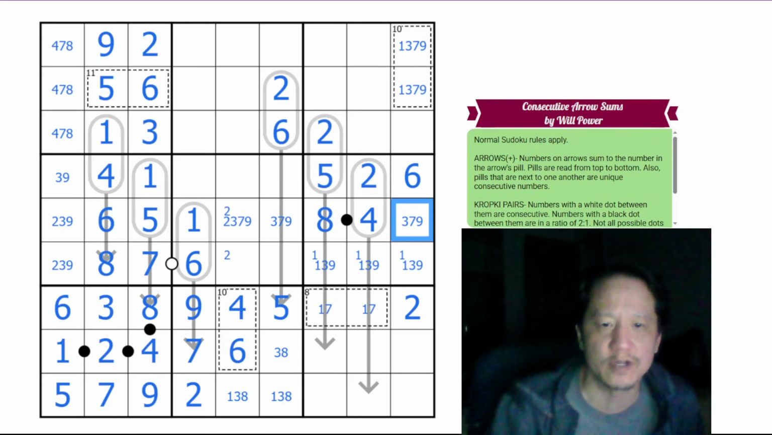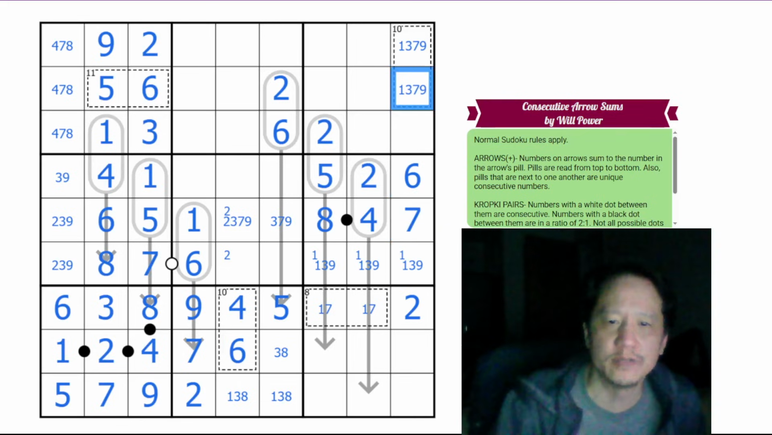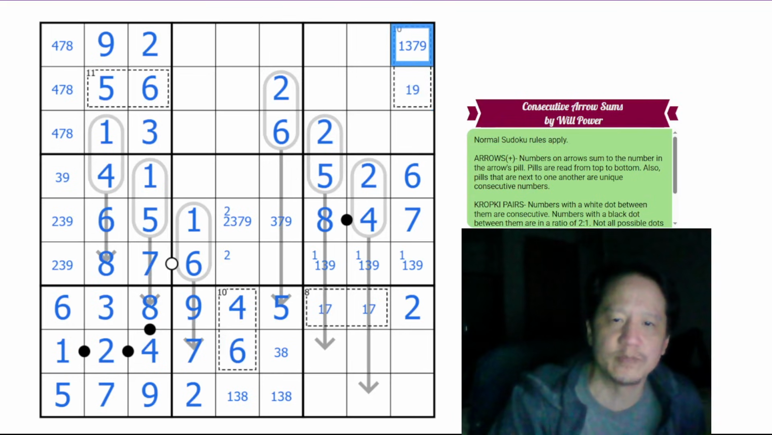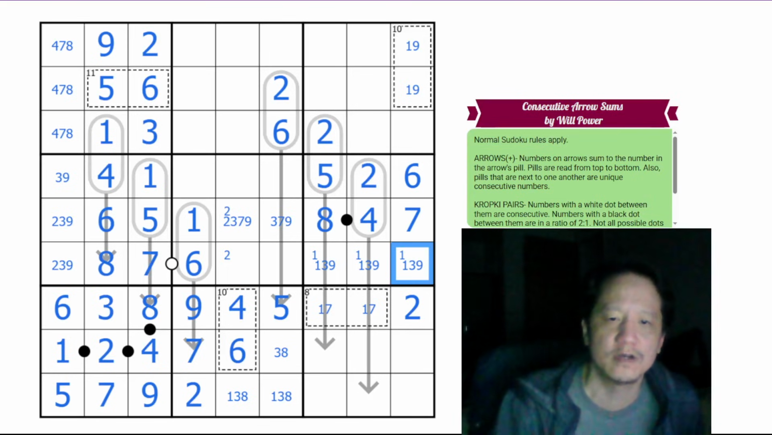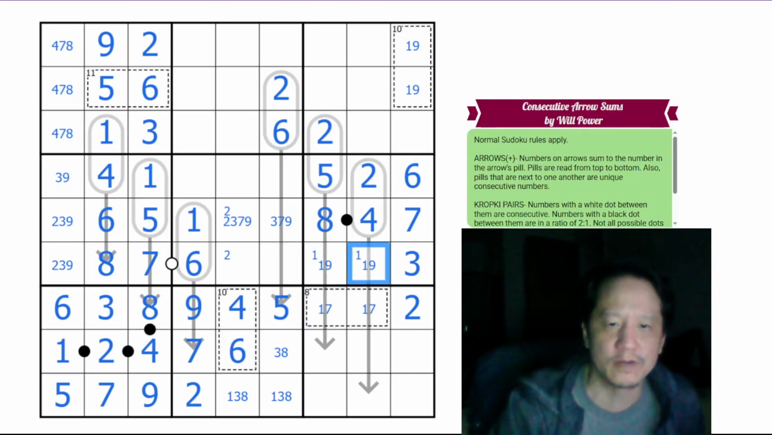This can't be 3 or 9. It's 7, which eliminates 3 and 7 as a possibility for this 10 cage. That 1, 9 pair eliminates 1 and 9 in the rest of the column, so this is 3. Which eliminates 3 here and 3 here.